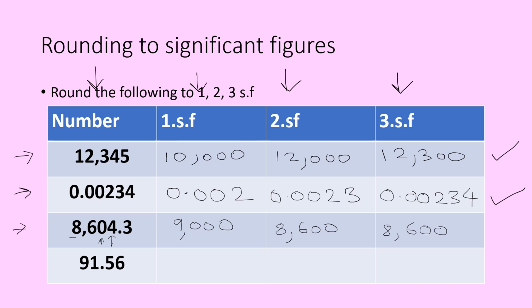Okay, so let's look at the number 91.56. To one significant figure, that would be 90. To two significant figures, that would be 92, because the third significant figure is a 5, so you round up. And to three significant figures, it would be 91.6, because the fourth significant figure is 5 or above.